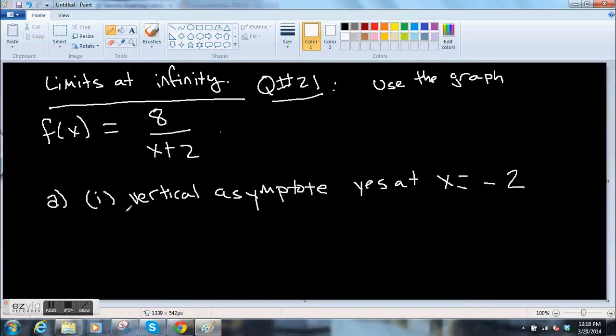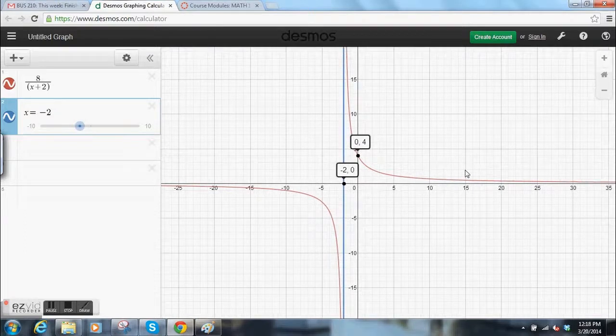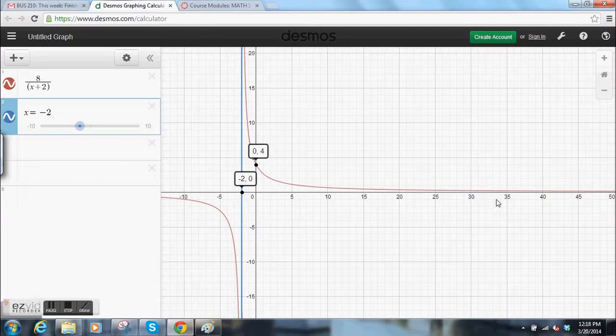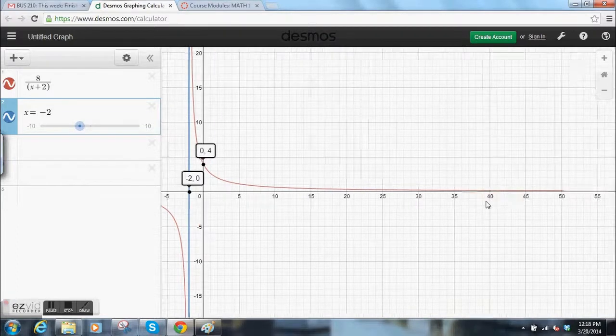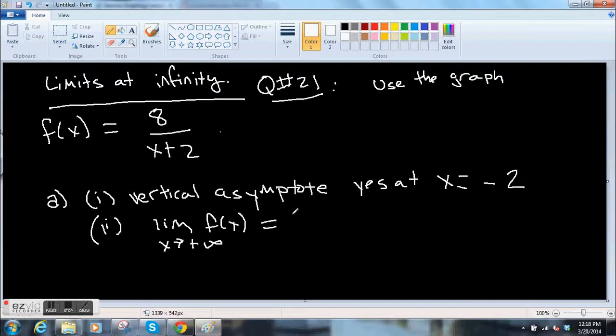Part B, or part number 2 of A, says find the limit as x goes to positive infinity of f of x. And again, you're supposed to use the graph. Let's look at the graph. As x goes to positive infinity, we're going out. Okay, we're at 30. That's close to infinity, I'm joking. But you can see that the function is going to 0. There is this line here that it seems to be approaching, and that is 0. As you go out in the positive infinity direction, it approaches 0. You can just see it on the graph.